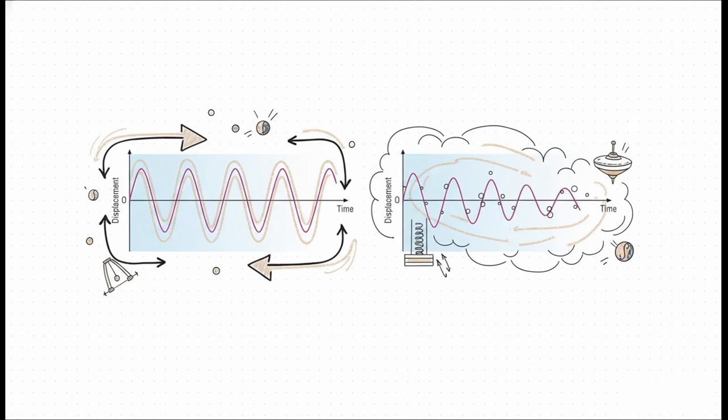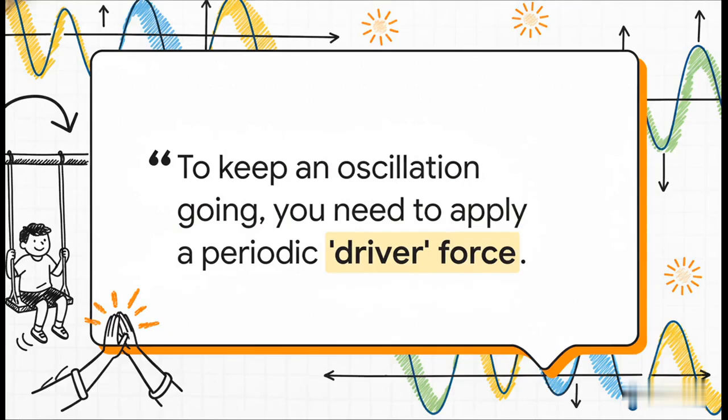But on the right, that's reality. That's a damped oscillation. See how with each swing, the amplitude gets a little smaller and a little smaller until, poof, the motion just stops completely. So how do you fight against this damping effect? Simple. You've got to put energy back into the system.